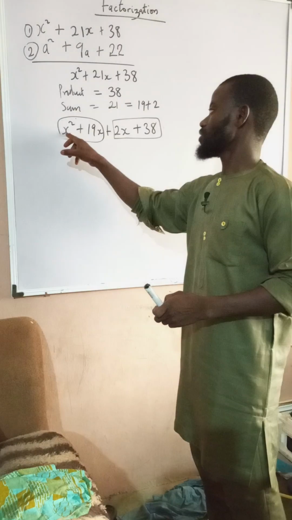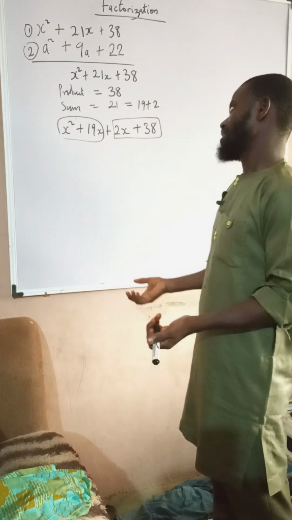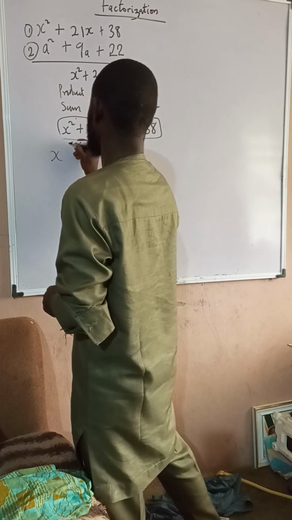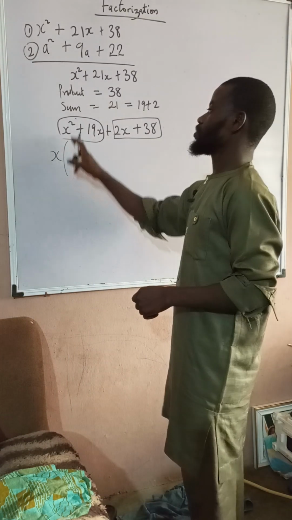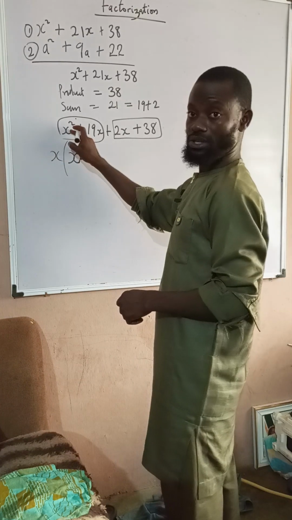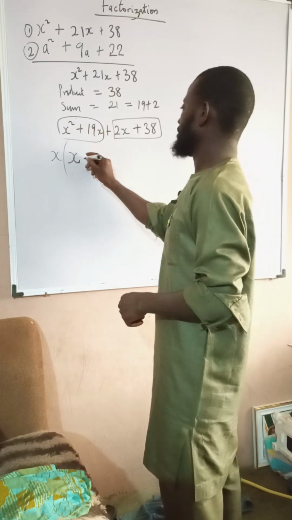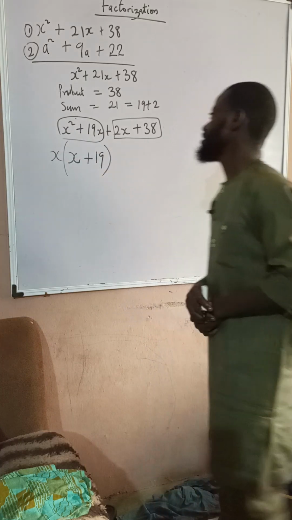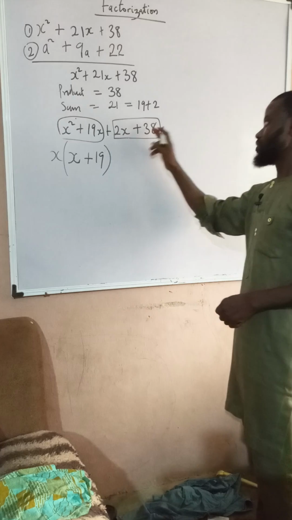What is common with x squared and 19x? Mainly looking at it, you know that it is x. So that x will come outside. Then x goes in x squared. X times x should give you x squared. Then in 19x, that is 19 because x times 19 is 19x. Then this one is plus 2x, and this one is 38.